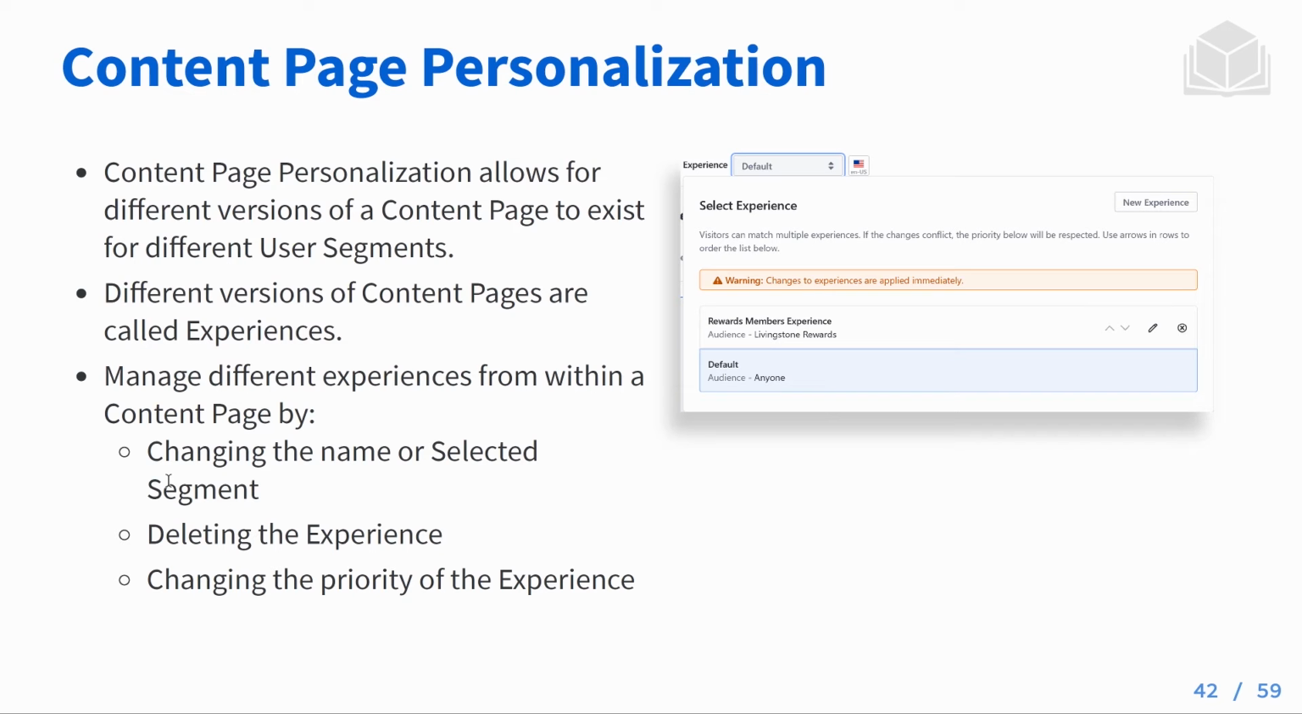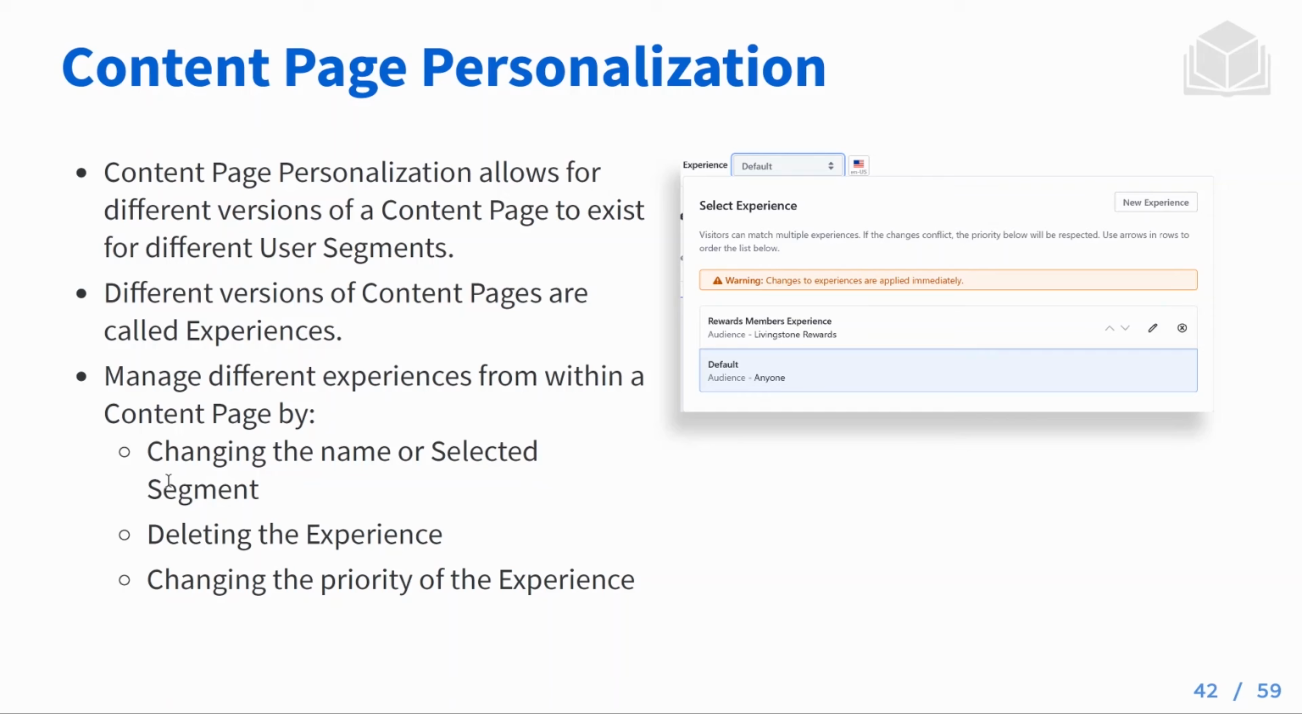So once we have our user segments created, the next thing again that we can do is cater content towards those users. So what we can do is create content pages and have those content pages display different content based upon which user segment is viewing that specific page. In other words, we can create different versions of a content page for our different user segments. These are known as experiences.